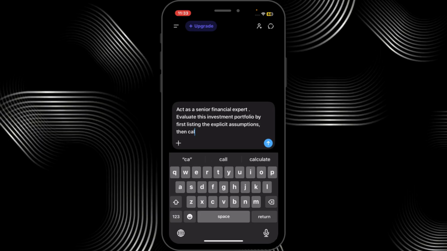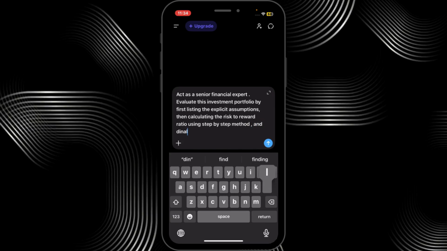Then calculating the risk to reward ratio using a step-by-step method. And finally, providing your executive recommendation.